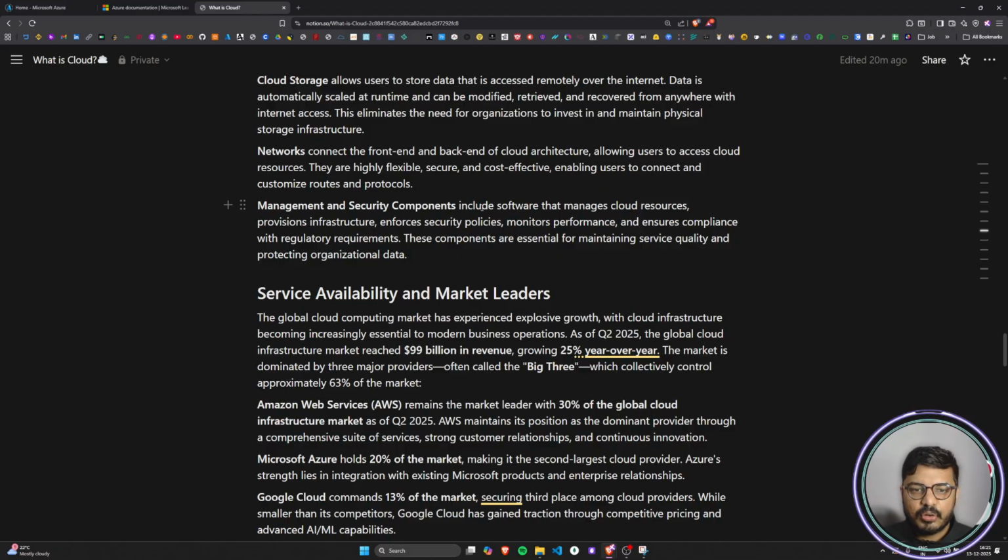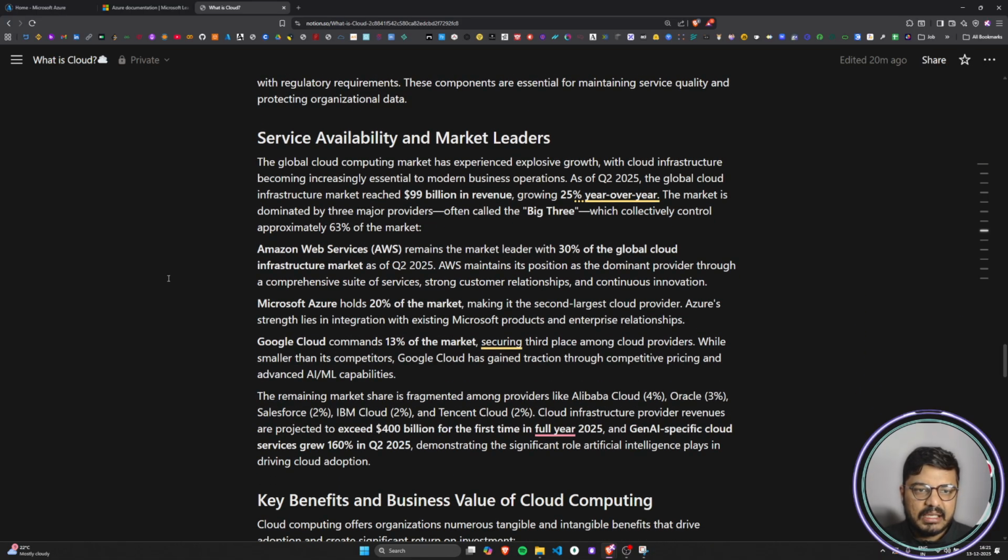Then management and security components. These include software that manages cloud resources, provisions infrastructure, enforces security policies, monitors performance, and ensures compliance with regulatory requirements. These components are essential for maintaining service quality and protecting organizational data.